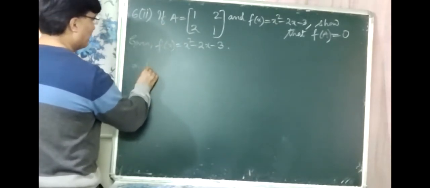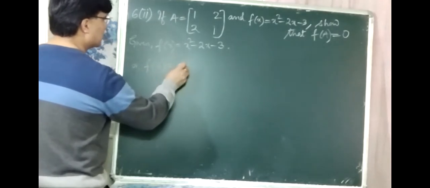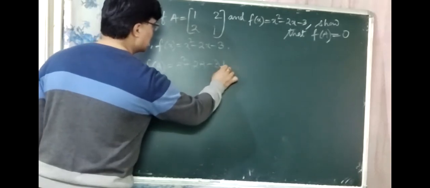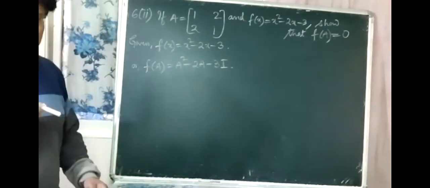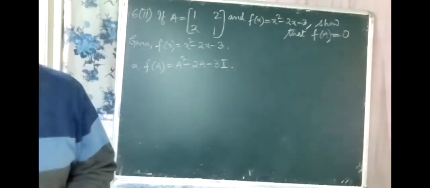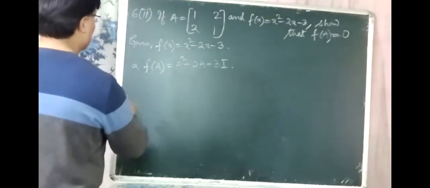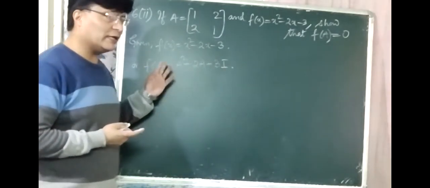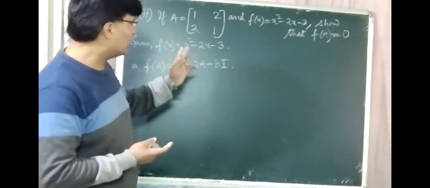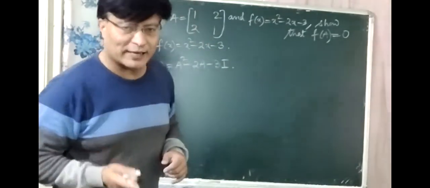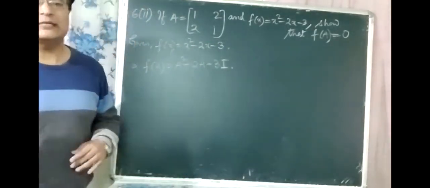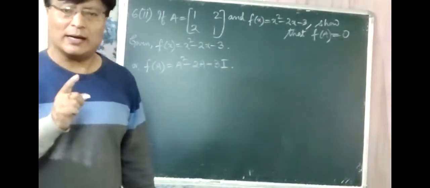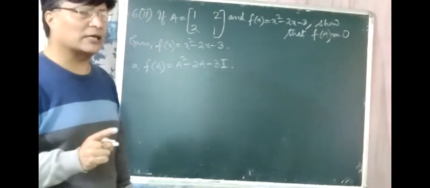So f of A, because you have to get f of the matrix A, is equal to A square minus 2A minus 3I. Only 3 is there. You have to multiply it by the identity matrix I. Okay, so I told you about this I, isn't it? This is the identity matrix. Since f of A is in terms of the matrix, you have to convert this constant 3 in terms of matrix. What is the method for converting it? You have to multiply it by the identity matrix I, minus 3 into I. This minus 3 is a scalar quantity.